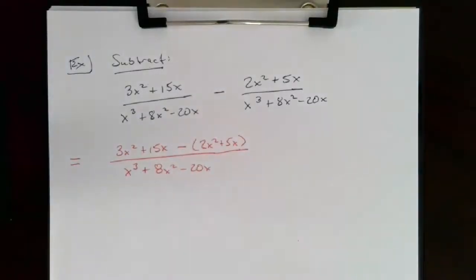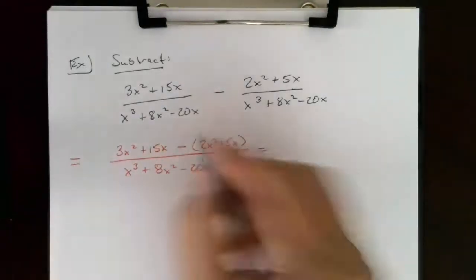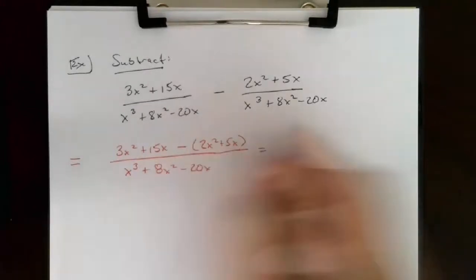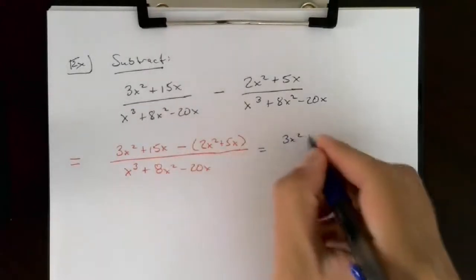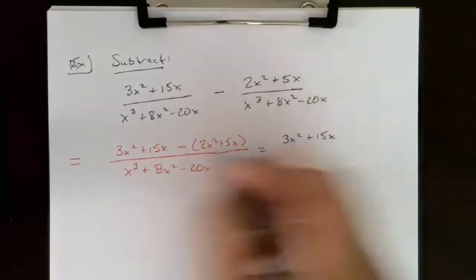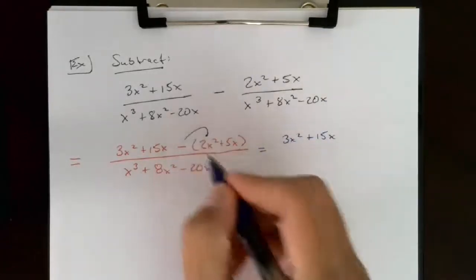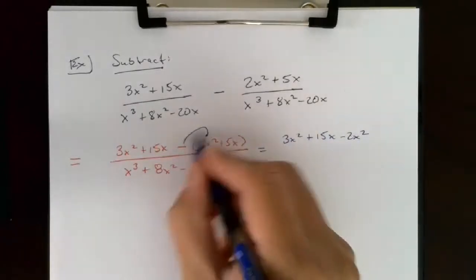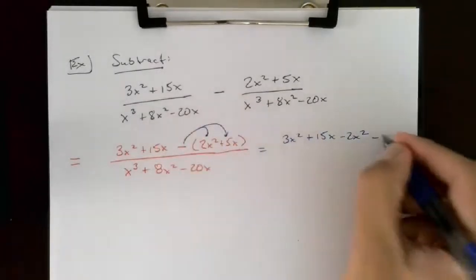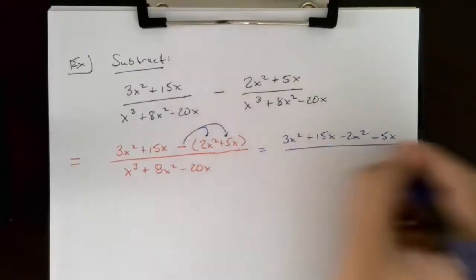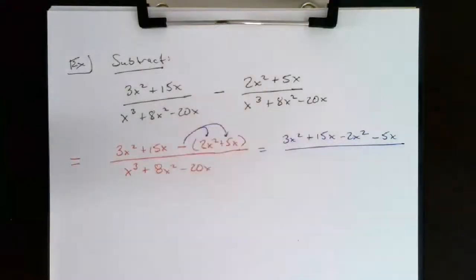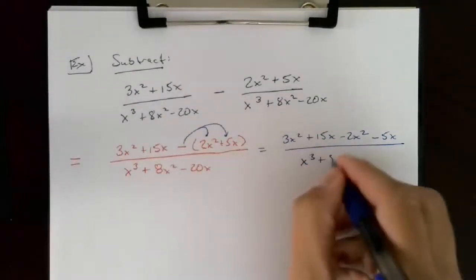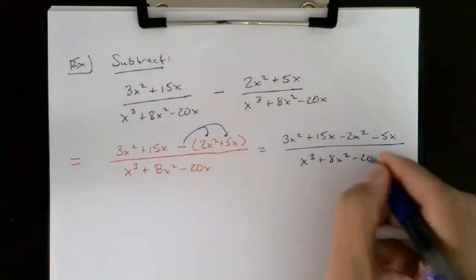So to simplify this, we distribute this negative 1 through, right? This negative sign is really like a negative 1 in front, and you distribute it through. So we end up with 3x squared plus 15x. And then this is like a negative 1 times a 2x squared, so it would be negative 2x squared. And a negative 1 times a positive 5x makes this negative 5x. If you want to write the 1 in there with the negative, you can, but you don't necessarily need to. The denominator is going to stay x to the third plus 8x squared minus 20x.